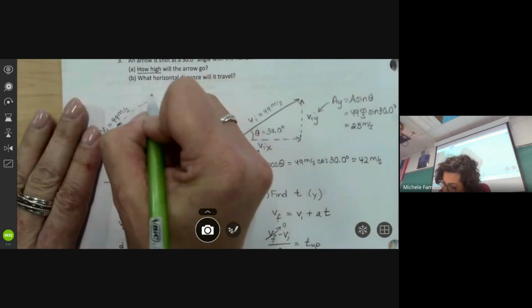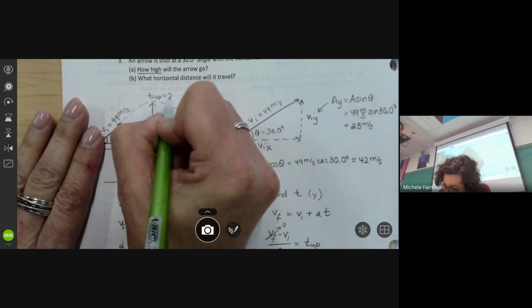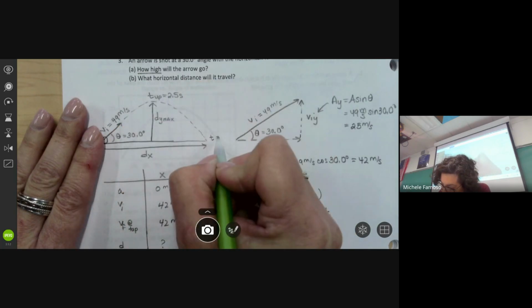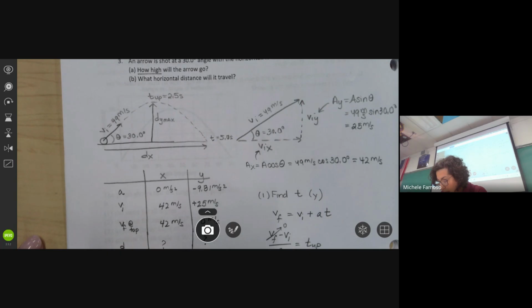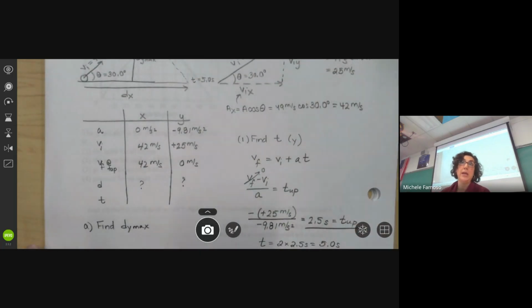So to get here, the time up is now 2.5 seconds, but to get here, it's 5.0 seconds. Now I can do part A to find how high it goes. And I've got 3 possible ways I can do it. I can show you all 3. Do you have a preference? How did you say you wanted to do it? What equation did you pick to get this height?